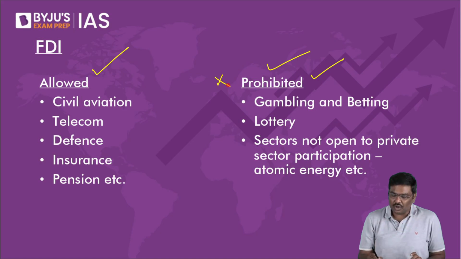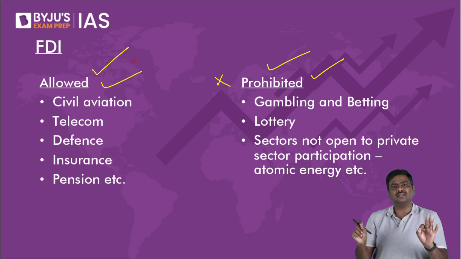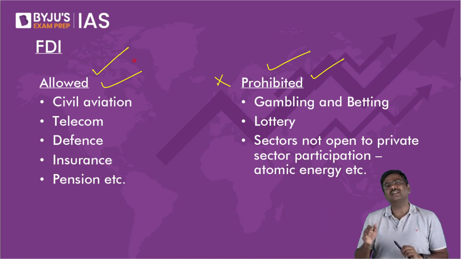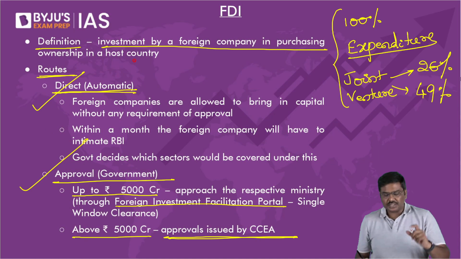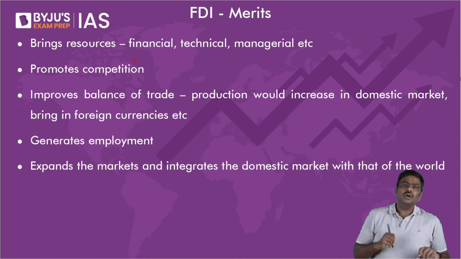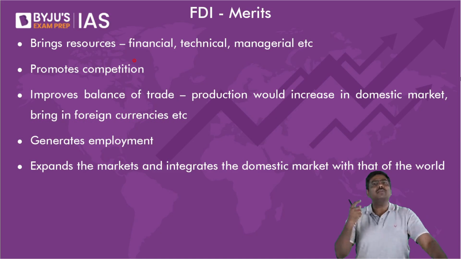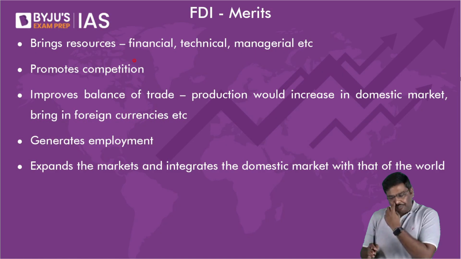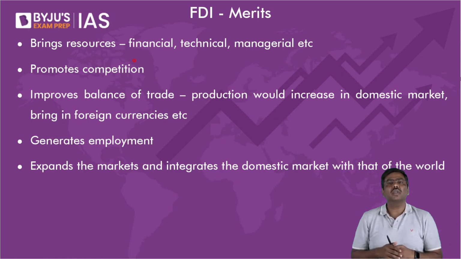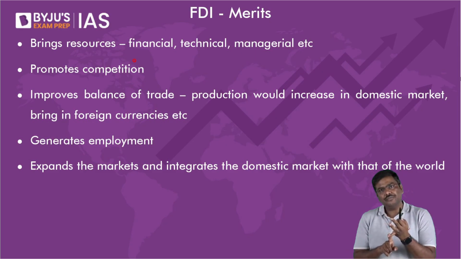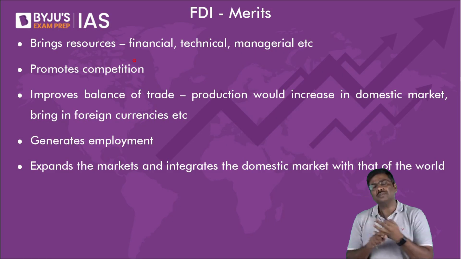Now, do not worry about all of this. Simply remember the examples. Don't enter into why gaming is not allowed, why that is allowed, why this is not allowed. Don't worry about it. Simple logical argument. Done. So this is the direct route and this is the approval route. Now, what are the advantages of FDI? What are the benefits? Point number one, whenever FDI flows into India, you will be able to attract a lot of investment. Is that okay with all of you? You will be able to attract a lot of investment.